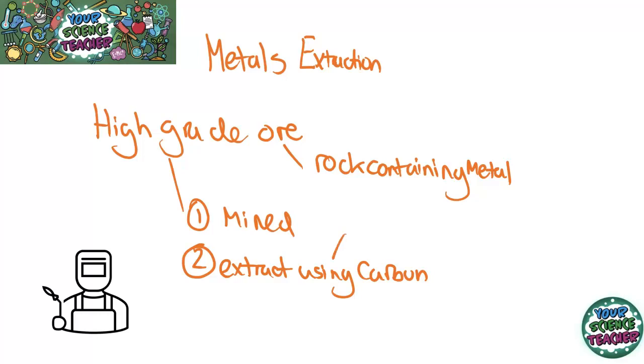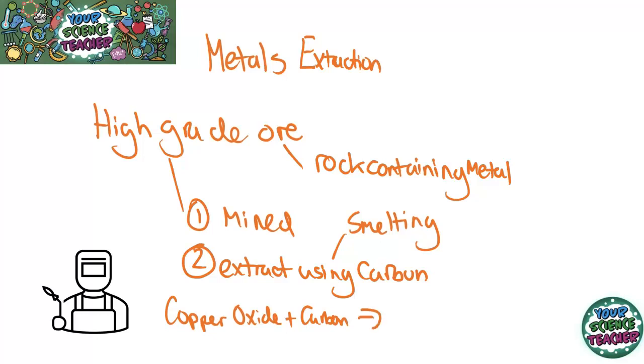Now, this technique is called smelting, and it requires lots of energy and is incredibly bad for the environment. If I just draw out a word equation here for what's going on, if I've got copper oxide and I'm adding it to carbon, I get a displacement reaction because carbon is more reactive than copper, and I will make carbon dioxide and I will make my metal, which is copper. So obviously you know that carbon dioxide is a greenhouse gas, and being emitted to the atmosphere is obviously not going to be good for the environment.